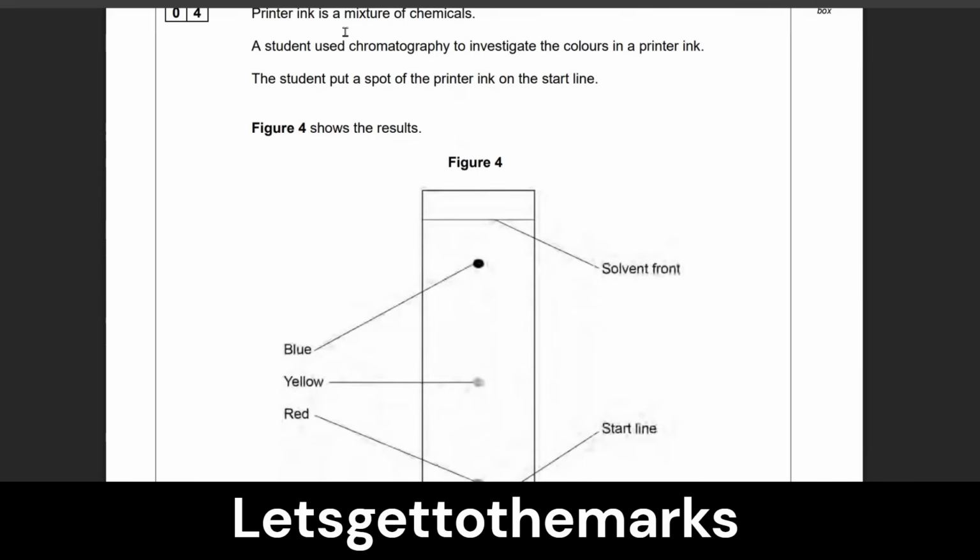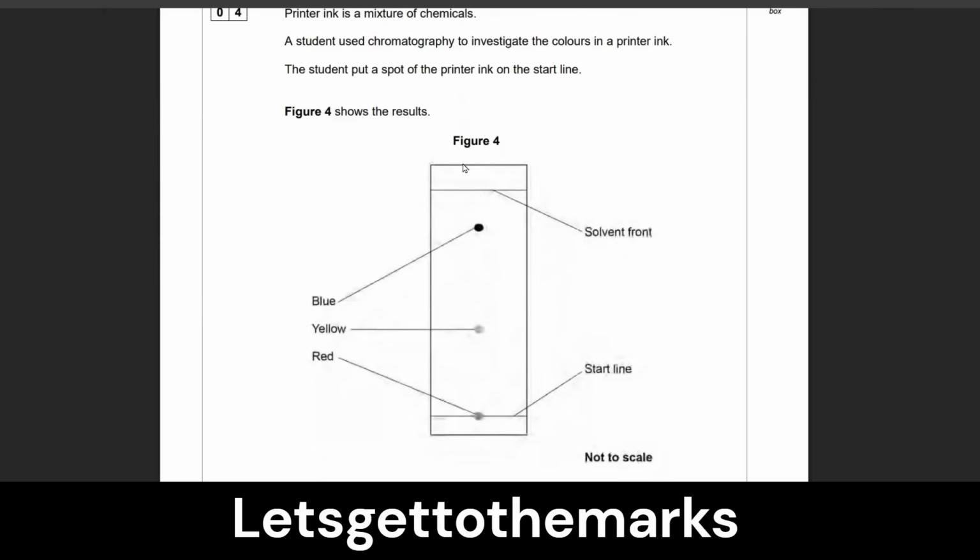Question 4. Printer ink is a mixture of chemicals. The student used chromatography to investigate the colors in a printer ink. The student put a spot of printer ink on the start line. Let's shrink this so we can actually see the question. So there's the printer ink. That's the start line. And the results are as follows. We get left with red, yellow, and blue. And then we have something called the solvent front.